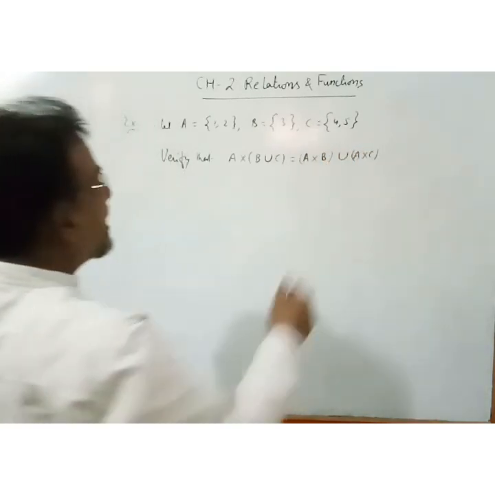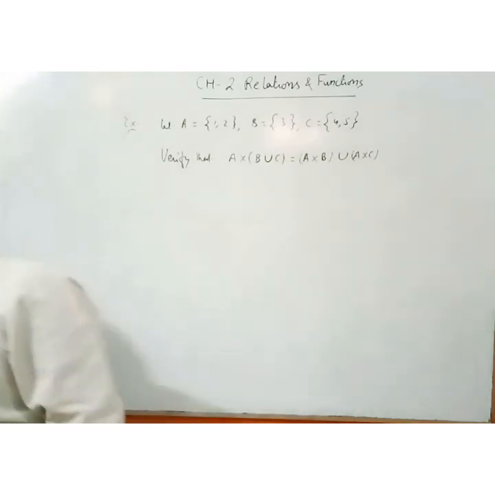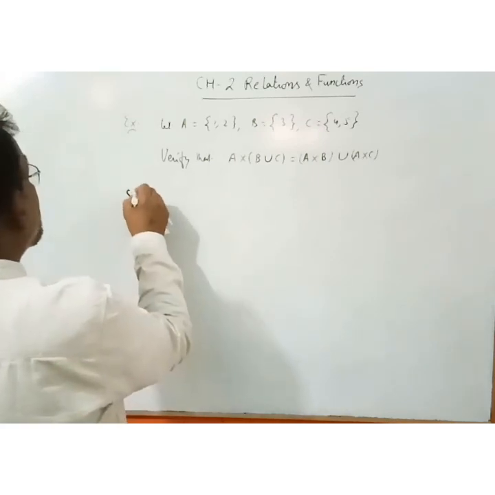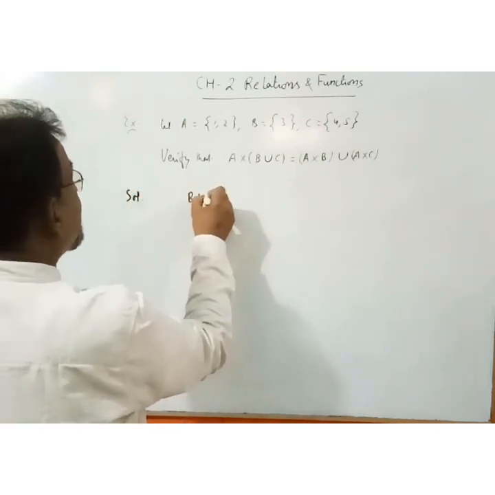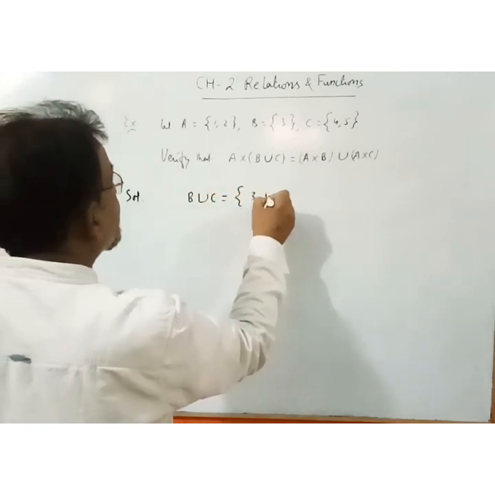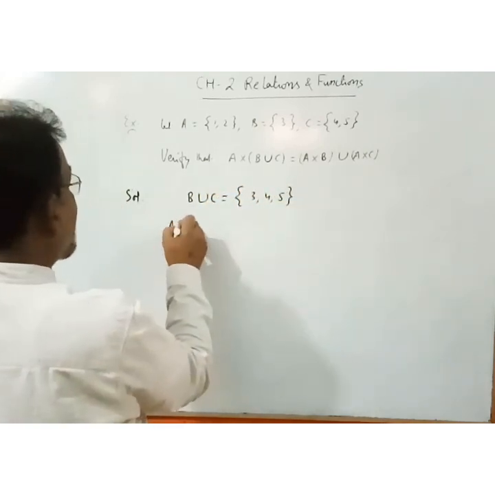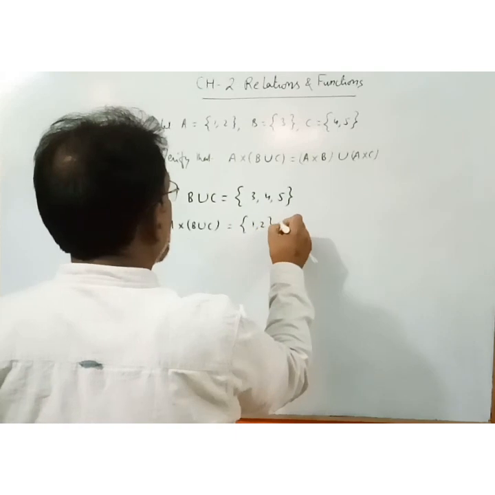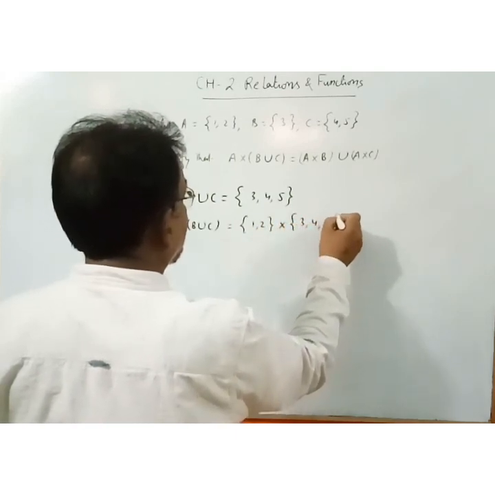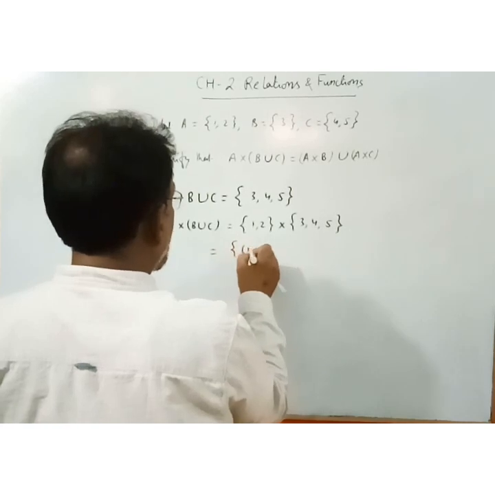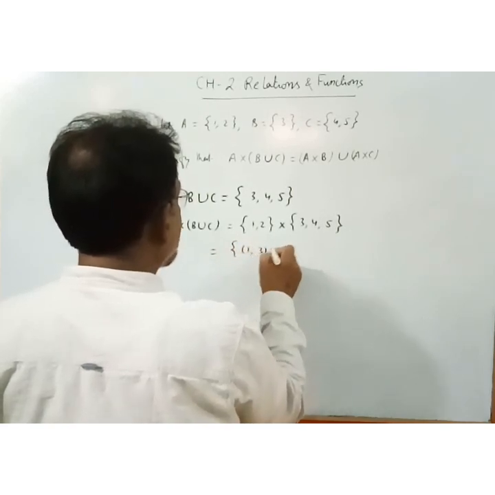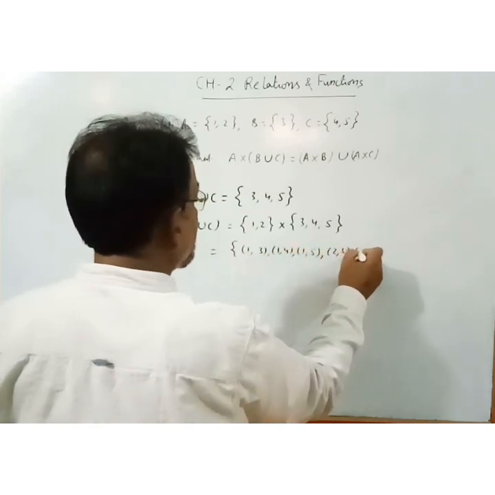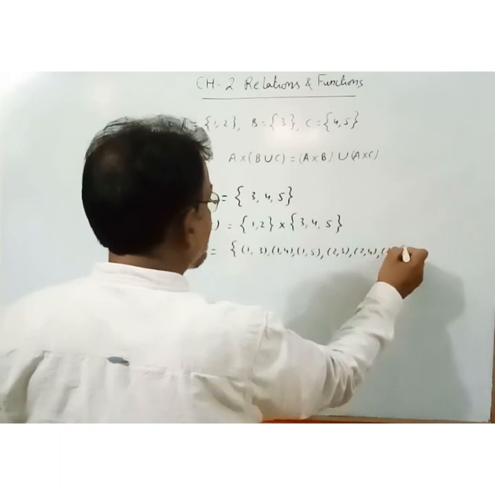Let us see whether this property is verifiable or not. Set theory you all know. So first of all we shall find B union C. B union C will be 3, 4, 5. Now A cross B union C will be set of 1, 2 cross 3, 4, 5. This will give you all possible ordered pairs: 1, 3, 1, 4, 1, 5, 2, 3, 2, 4, 2, 5.